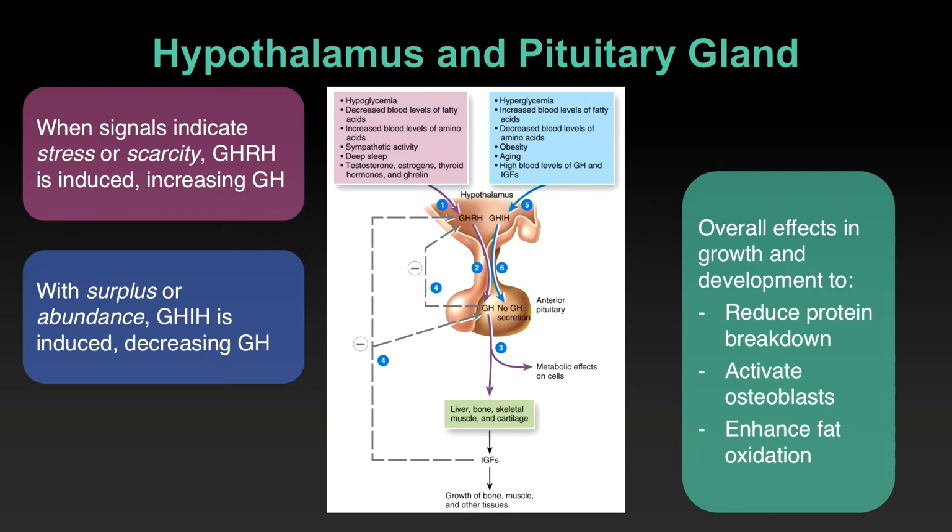But overall, if growth hormone is present in the circulation, its actions are shown here. Generally, it helps to reduce protein breakdown, proteolysis, helps preserve those gains, activates osteoclasts, osteoblasts to help build bone, and enhances fat oxidation, which spares things like protein and glucose for other more important roles. Helps the body to rely on fat as a fuel.